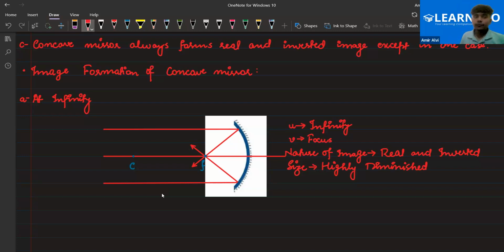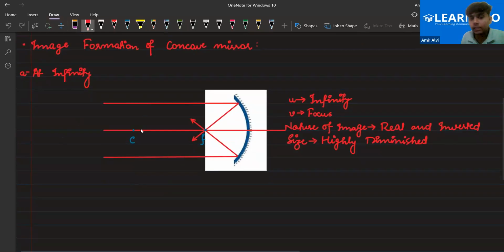So now the object was at infinity. The next case would be the object will come towards the pole. Just, I forgot to mark the pole over here. So that would be the pole. This is your pole.